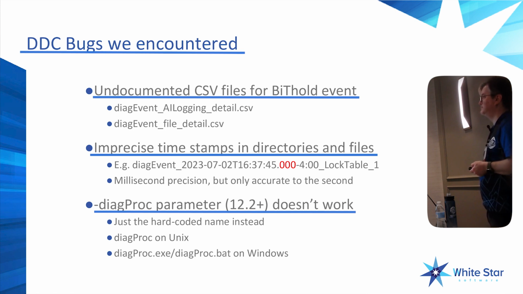This one is just kind of an annoyance. The timestamps are down to the millisecond, so there's millisecond precision, but they're only accurate to the second. So the millisecond portion will always be 000. That's been reported and is apparently fixed in 13. And again, the diag_proc parameter just doesn't work at all. So use the hard-coded name and you'll be fine, which is either diag_proc or diag_proc.xu.bat.